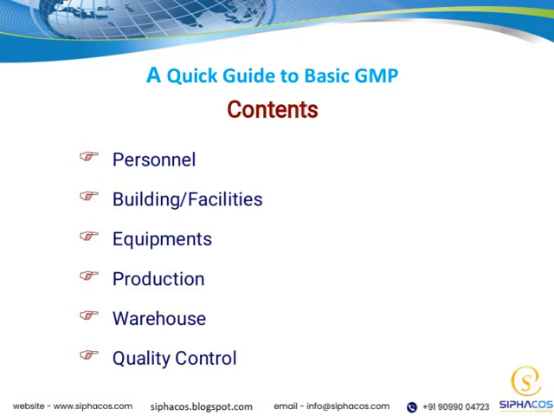Let's take a quick look at a basic overview of GMP, or good manufacturing practices. This slide is designed to give you a clear, straightforward guide to the essential principles that underpin quality and safety in manufacturing. First, GMP is all about ensuring that products are consistently produced and controlled according to quality standards. It's the backbone of regulatory compliance and helps protect consumers from risks associated with poor quality or contaminated products.